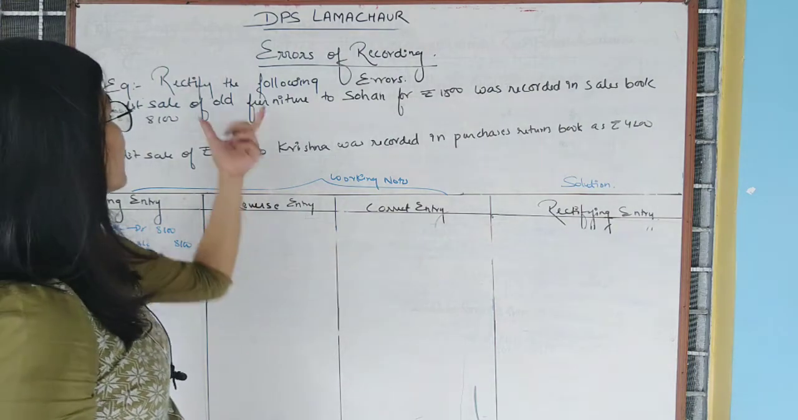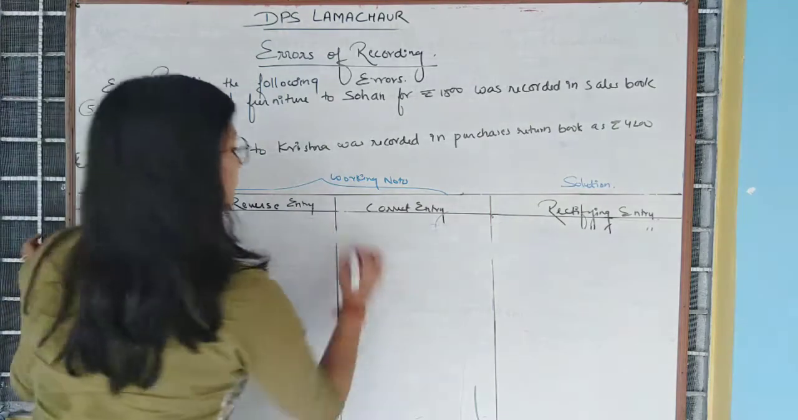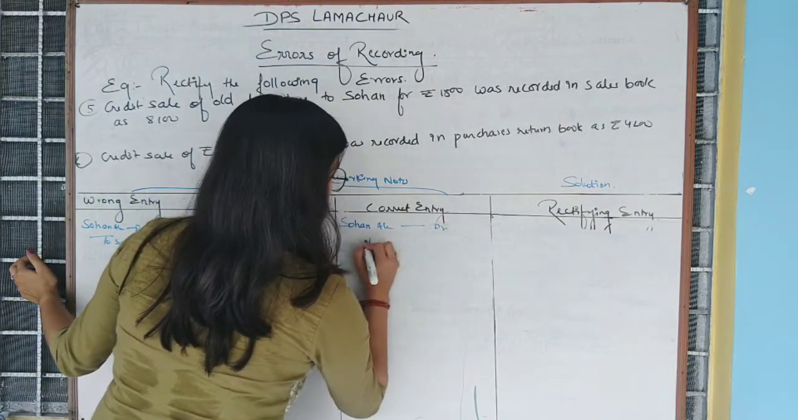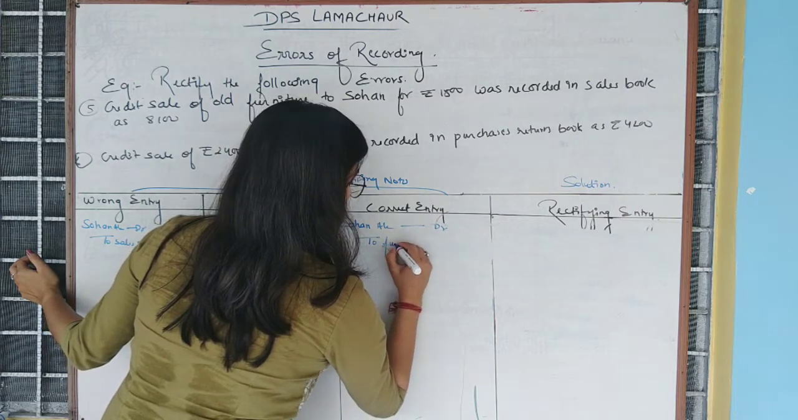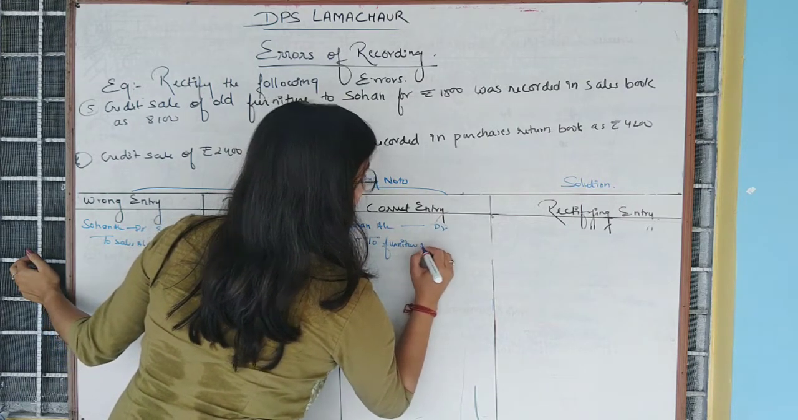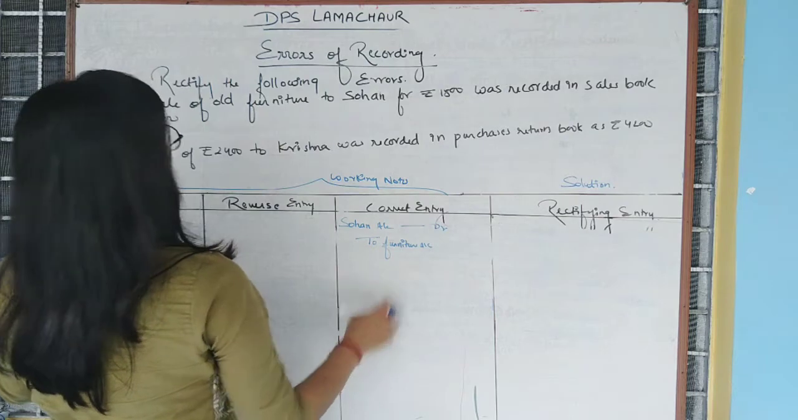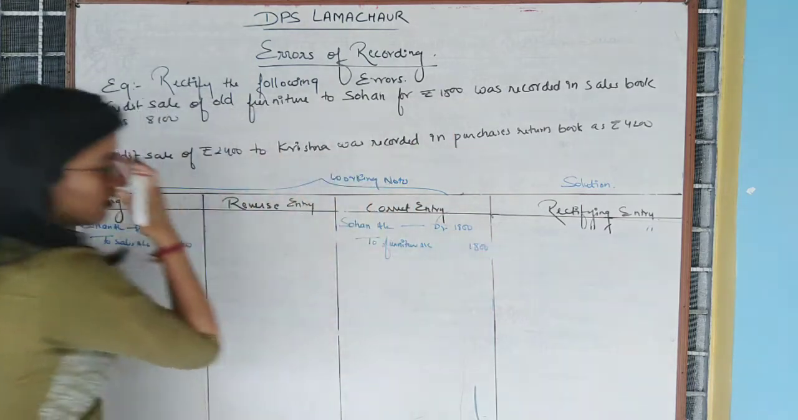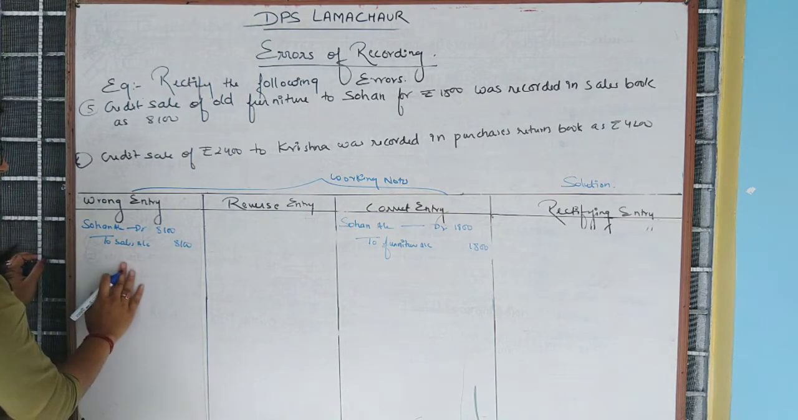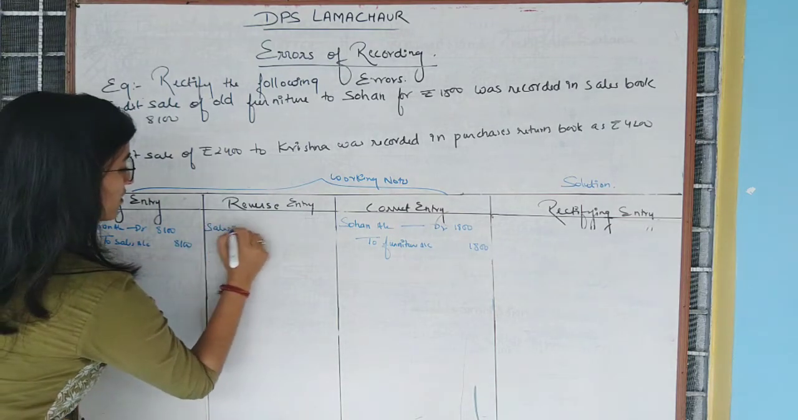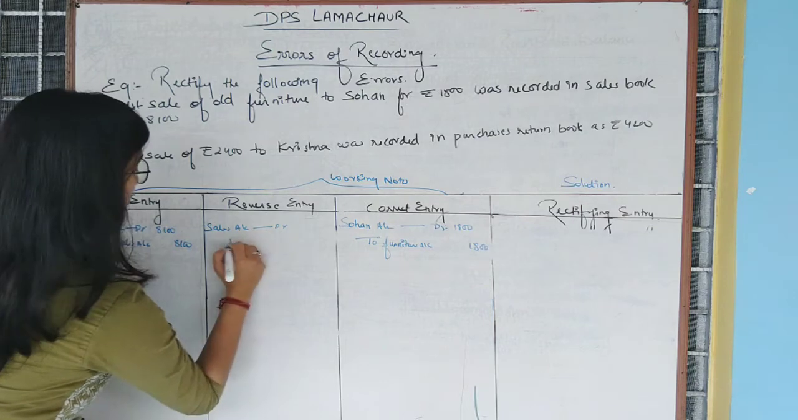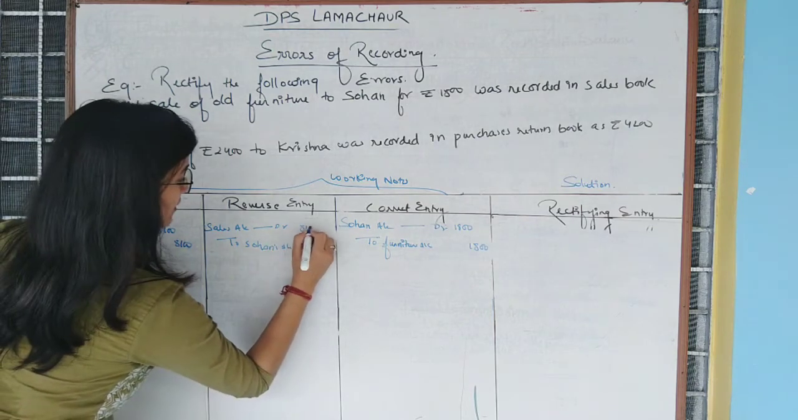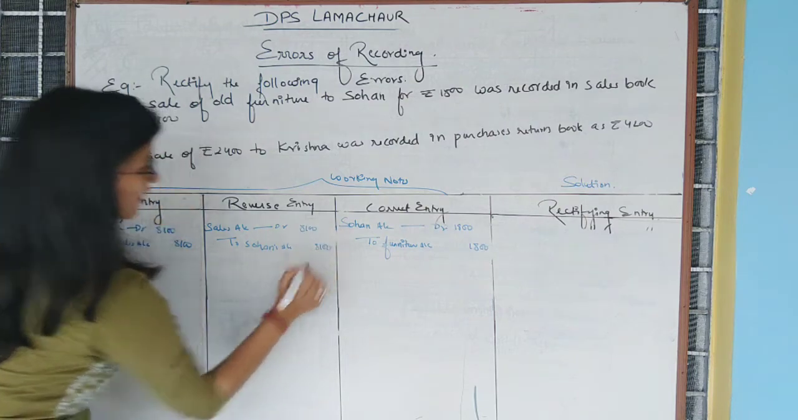Correct entry will be credit sale of old furniture to Sohan. So Sohan account debit to furniture account, and the amount will be 1800. So here reverse entry for this wrong entry will be sales account debit to Sohan's account. Amount will be 8100 and 8100.